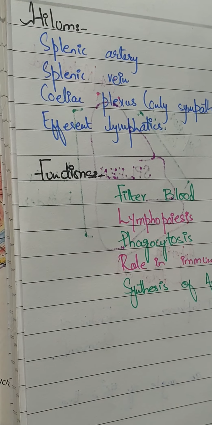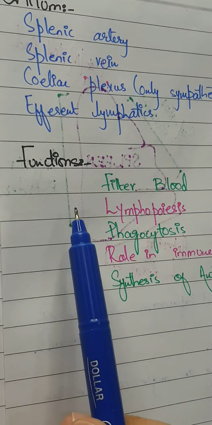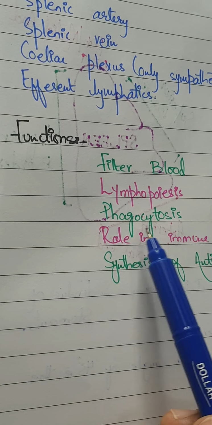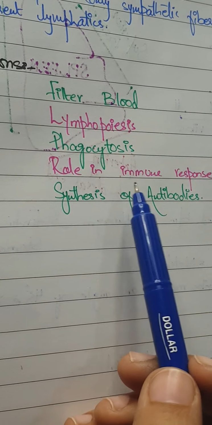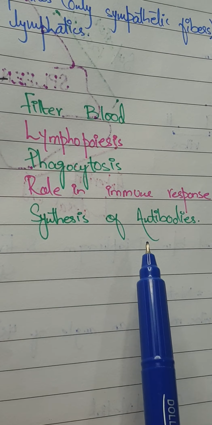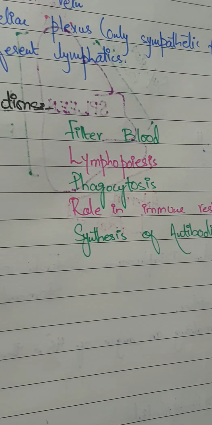Now, talking about the functions of spleen, as it is connected to the blood vascular system, it filters the blood. It also performs the function of lymphopoiesis, phagocytosis. It also has a role in immune response, and it is also involved in the synthesis of antibodies. Rest of the topic will be covered in the next video.